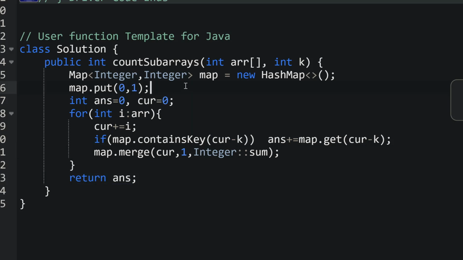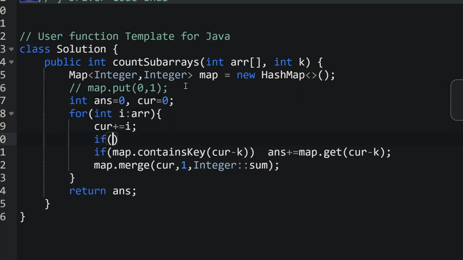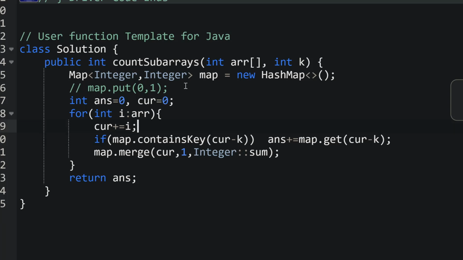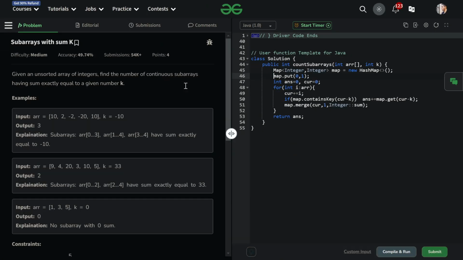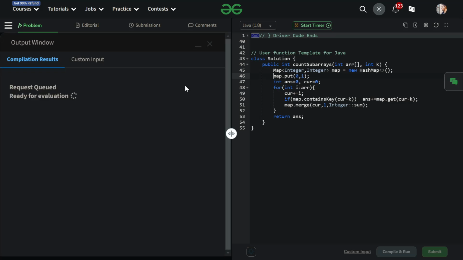One way to check if at this particular position we got current summation as target or not is this, or another way is to just check if current is equal to your k, then just increment your answer. Another way is this. So there are two options. You can write any of these. Now let's code this. I hope it will work.